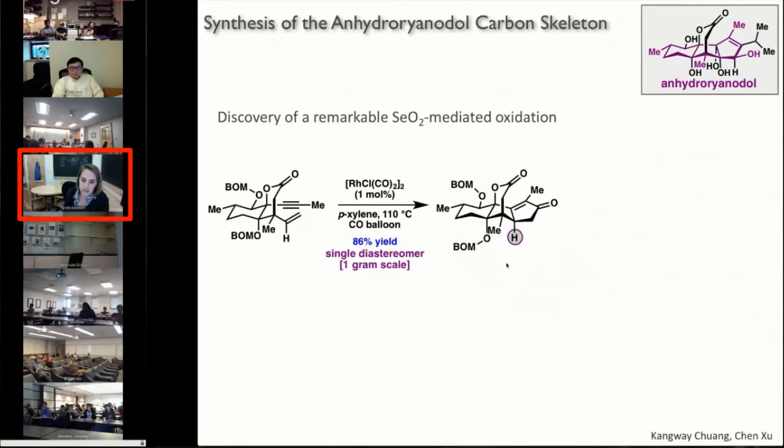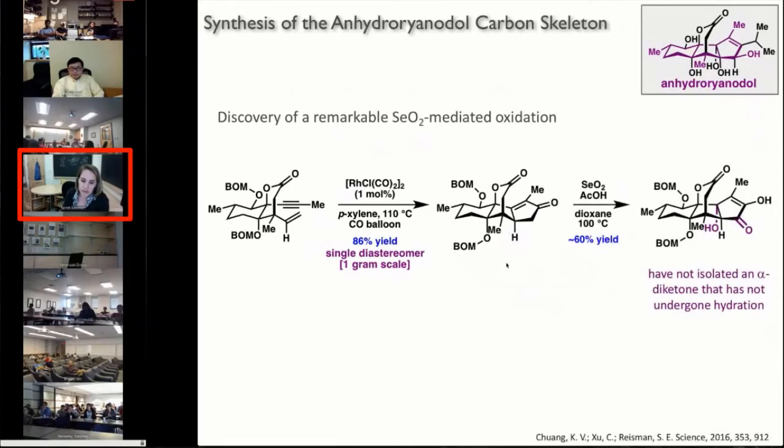And so it was at this stage that we started investigating whether or not we could oxidize alpha to the ketone to get up to the diketone. We had some model studies that showed that we could do that chemistry on related systems. So if you go to the next slide, what we found is that we can use selenium dioxide, acetic acid, and dioxane at 100 degrees. And we were able to form this product on the right in about 60% yield.